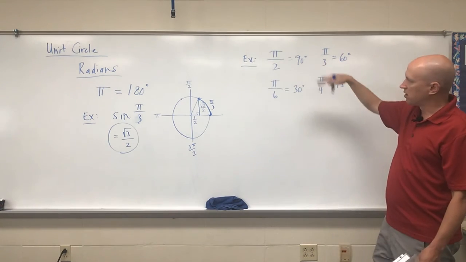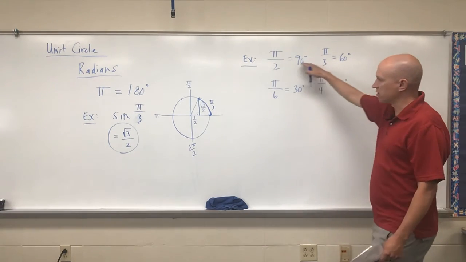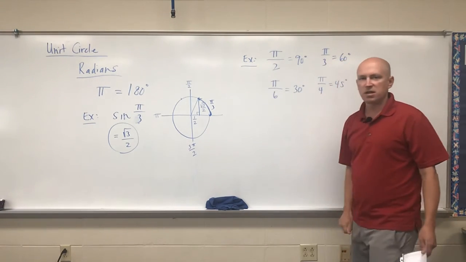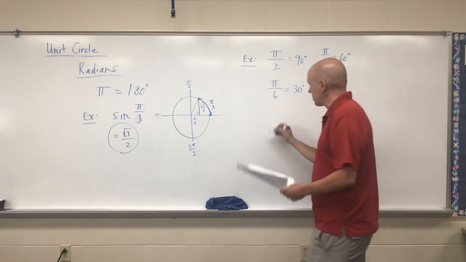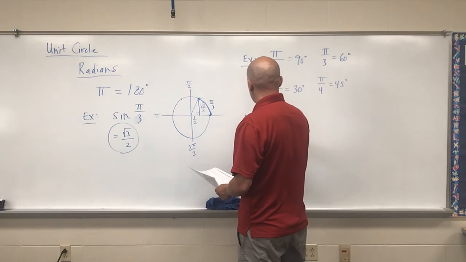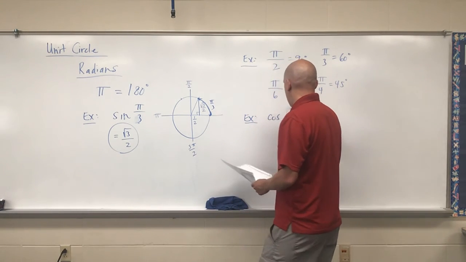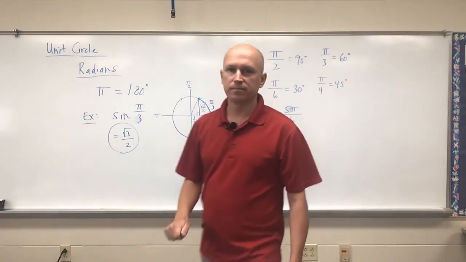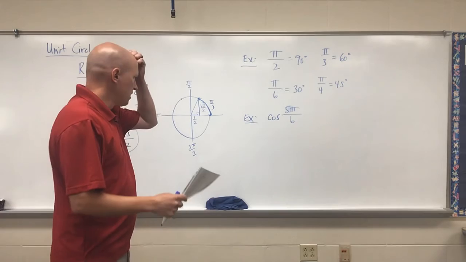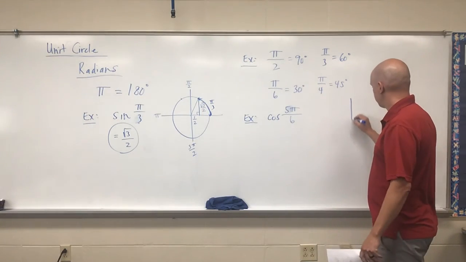So everything is going to really come back to these different angles. These are all the important ones in the first quadrant. Everything else is going to be built upon these. Let's do an example to show you what I mean. Let's do cosine of 5 pi over 6. And for cosine of 5 pi over 6, let's draw our unit circle.